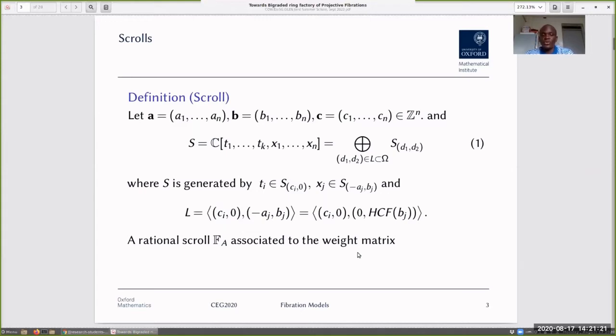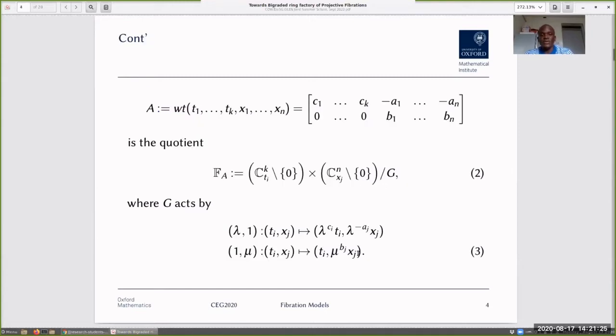So a rational scroll is associated to a weight matrix A, where the weight of t_i is (c_i, 0) and the weight of x_j is (-a_j, b_j). It is defined as a quotient of the product of punctured affine spaces C^k and C^n by the group G, where the group G acts by the maps shown.